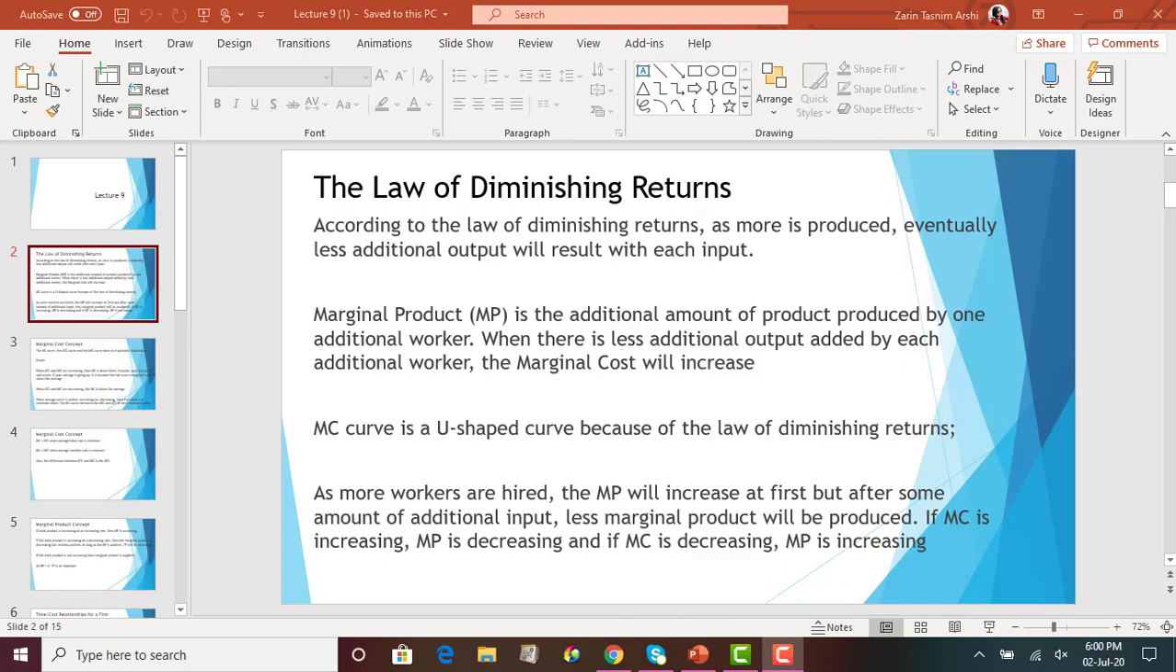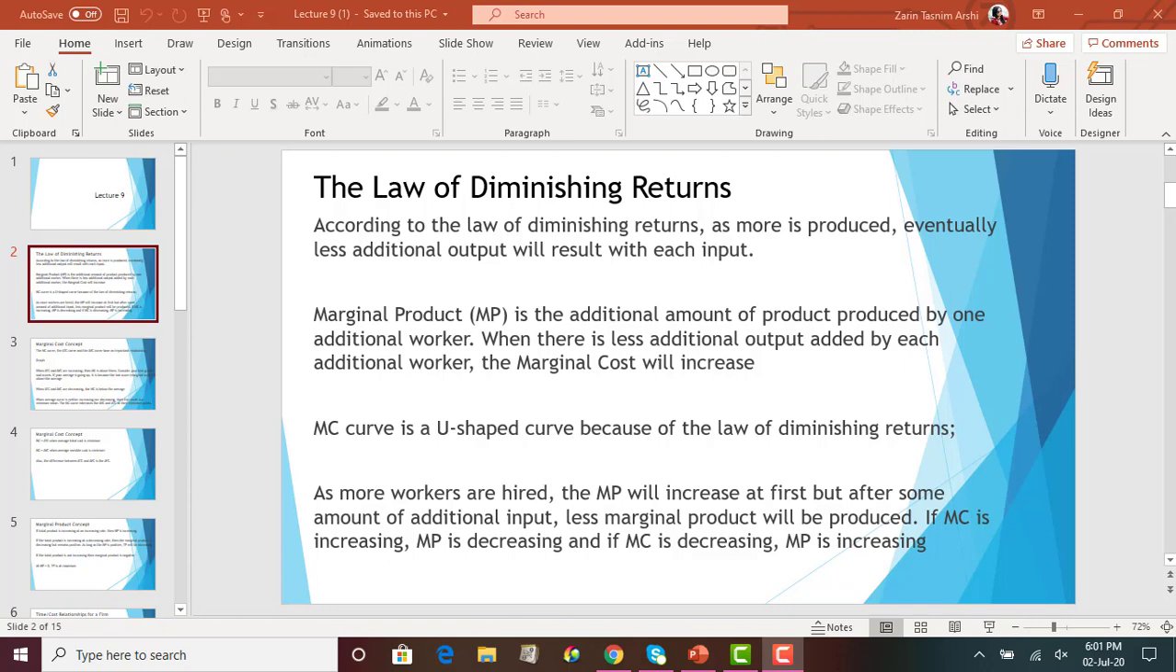According to the law of diminishing returns, it basically states that when you produce more, after a certain point, less additional output will result with each input. Okay, so remember in the last video lecture we were looking at how when we added the number of workers, the output increased, marginal product also increased for a little bit, but after some point the additional product that comes by adding an extra input or extra worker will be falling or going down. Okay, so again, the definition of marginal product is the additional amount of product produced by one additional worker.